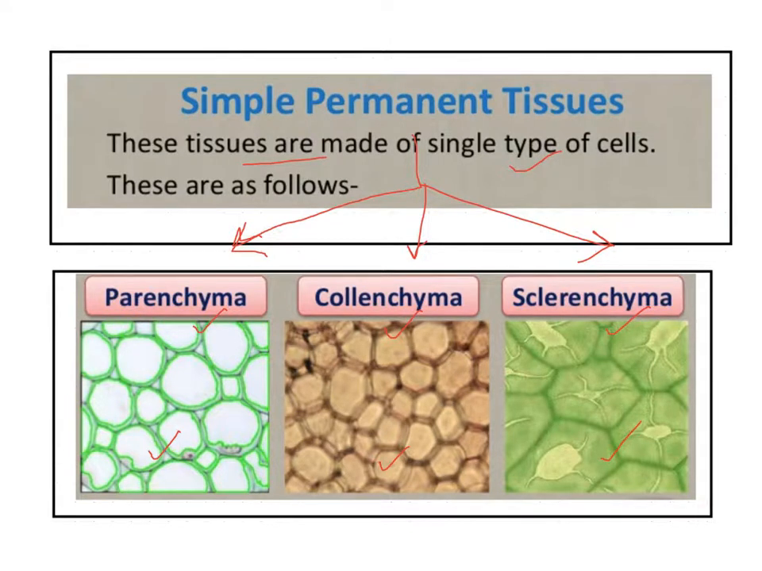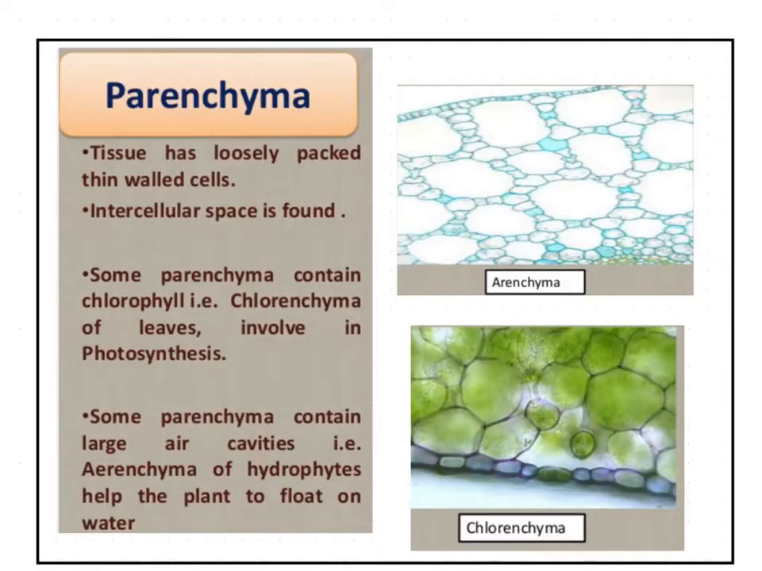Clear? So what is simple permanent tissue? This tissue is made up of a single type of cell and all cells have the same function. And there are three different types. Now we will be talking about the different tissues. First we'll talk about the parenchyma tissue. सबसे पहले हम parenchyma tissue की बात करेंगे.